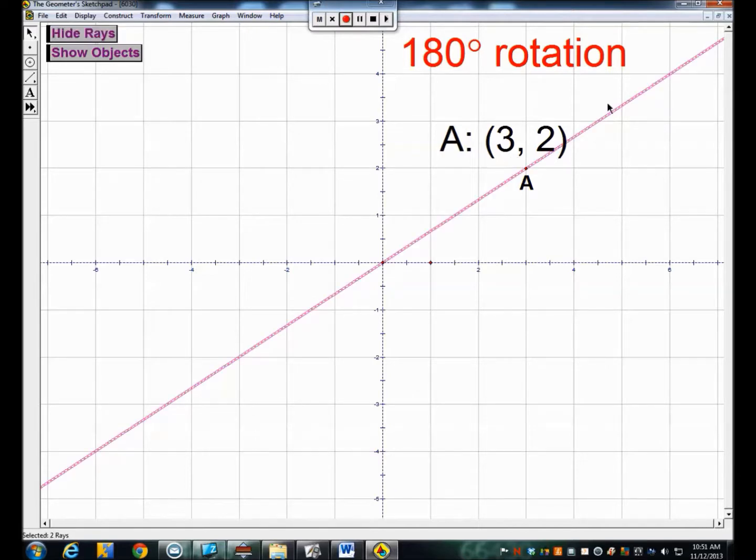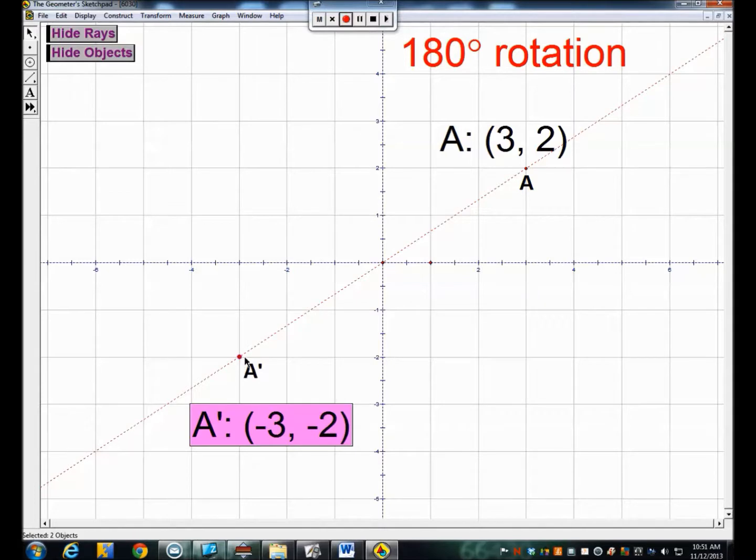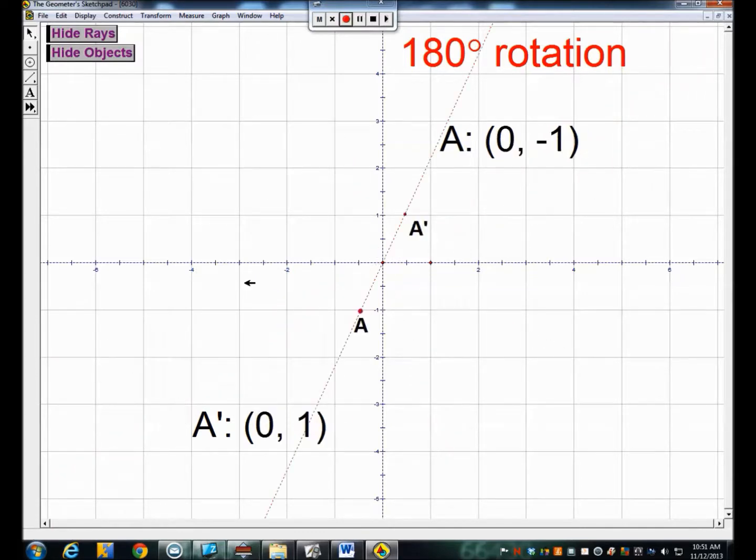So here's our 180 degree angle, which is just a straight line. A prime is going to be somewhere down on this ray, and it's going to be exactly right here at (-3, -2). So again, we noticed, hey, 3 and 2, 3 and 2. The 3 is still in the same spot. The 2 is still in the same spot, but we notice that the coordinates have changed signs in both the x and the y. Let's see if that's still true once we spin this thing around.